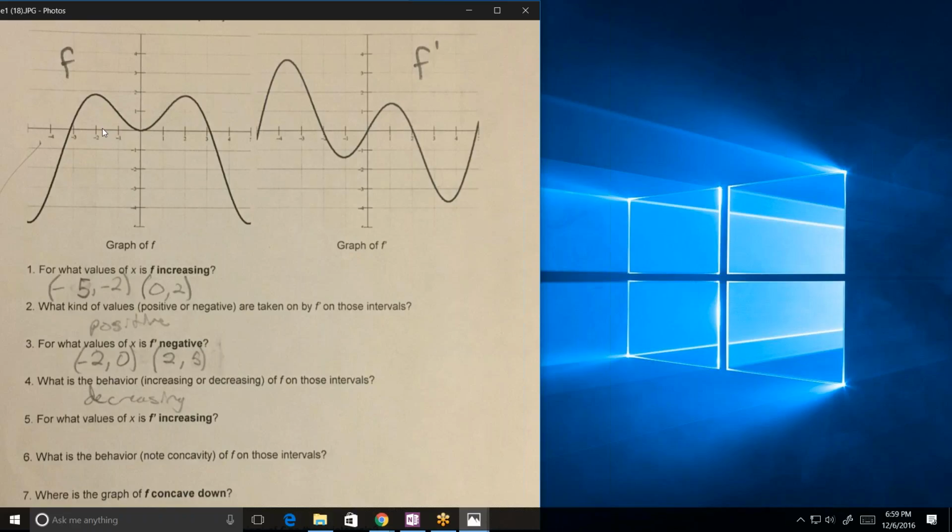Tell me the concavity of f from some point right there, from minus 4 to some point right there, from minus 4 to minus 1, what kind of concavity is that? Concave up. Look at it. Is that concave up or concave down? Where my cursor's pointing. That's concave down. Here.